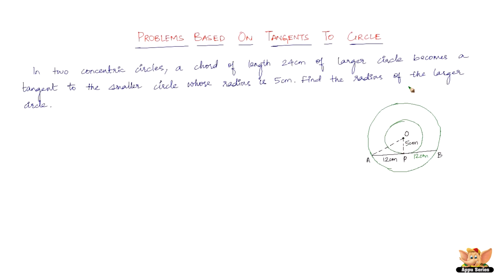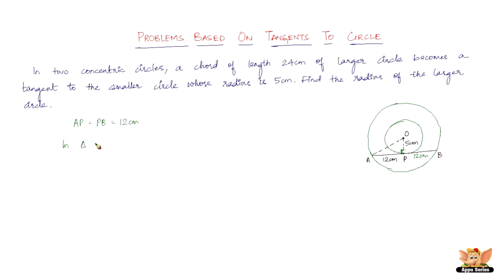So the question here is to find the radius of the larger circle. If the smaller circle is 5 centimeter radius, what is the radius of the larger circle? Well, let's see how we go about solving this problem. Now, we've got OP perpendicular to AB. We know this from the property which says that a tangent to a circle is perpendicular to the radius of that circle through that point. So definitely this is the right angle, right? So OP is perpendicular to AB. And P is the midpoint of AB. It's clearly given 12 centimeters and 12 centimeters. Therefore, P is the midpoint of AB, so we've got AP equal to PB, which is equal to 12 centimeters.